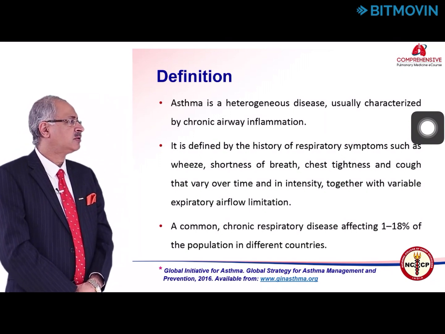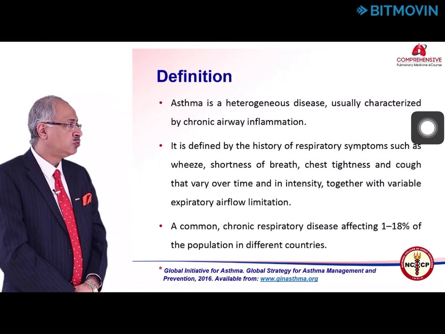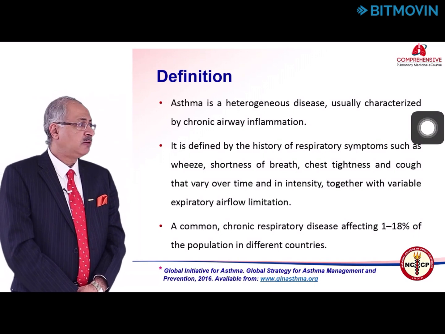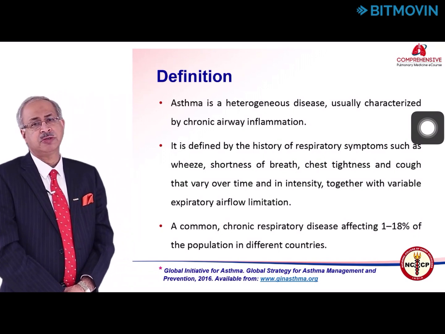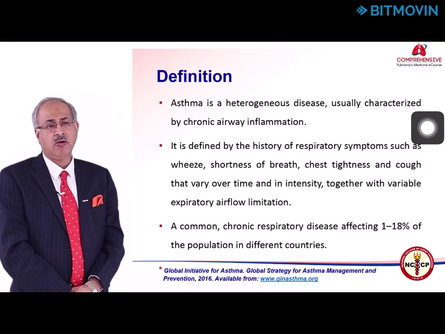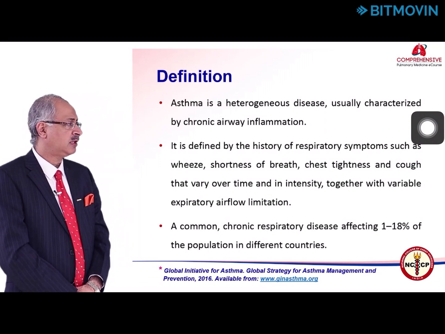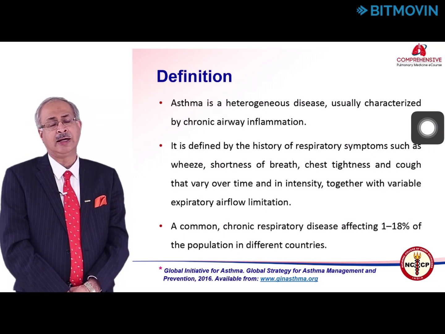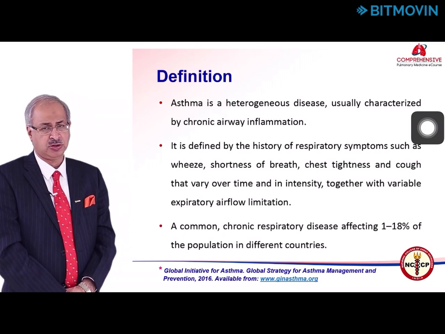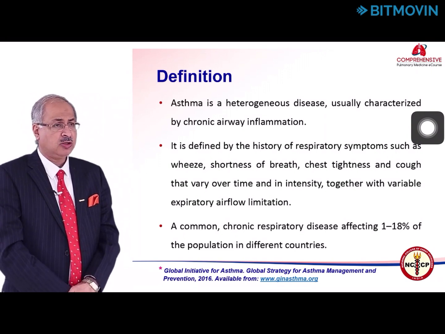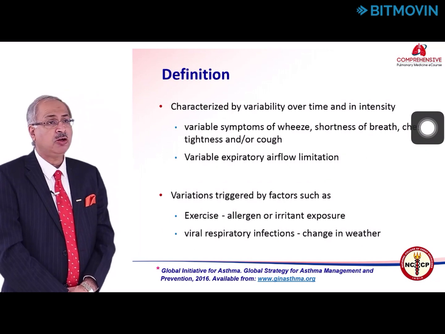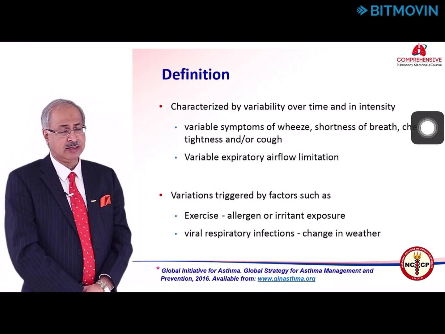We all know that asthma is a heterogeneous disease usually characterized by chronic airway inflammation. It is defined by the history of respiratory symptoms such as wheeze, shortness of breath, chest tightness and cough. But what is very important is that it varies over time and in intensity, together with variable expiratory airflow limitation. That is very important. So the important component is that there is a variability over time and in intensity.